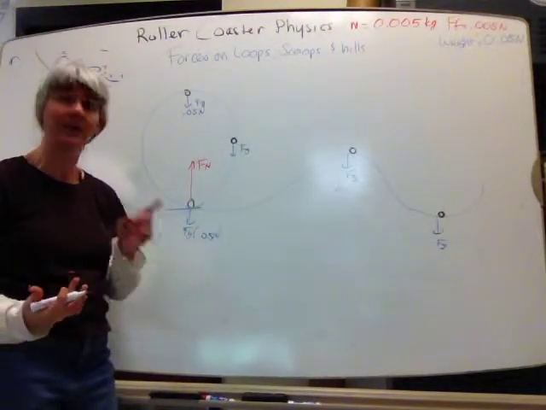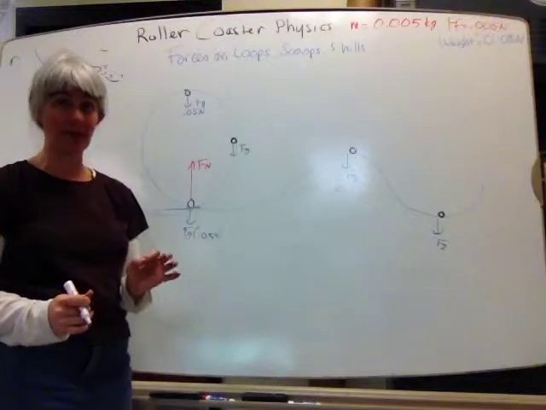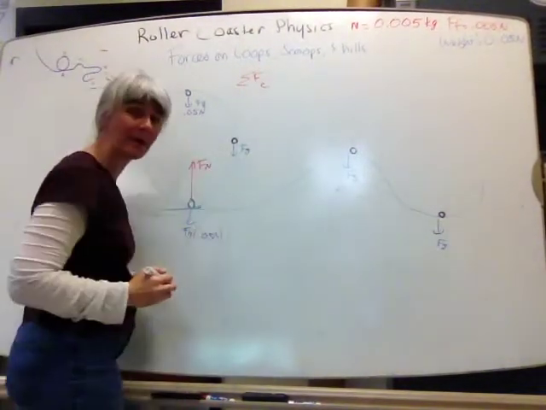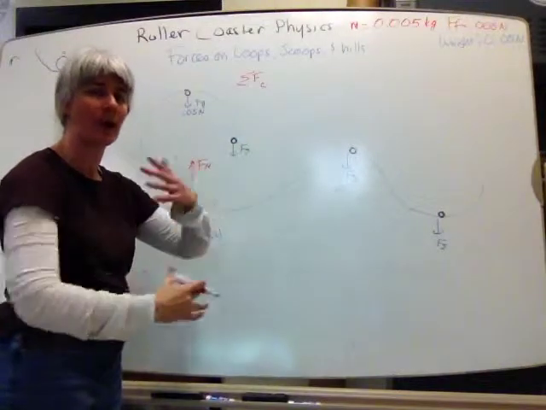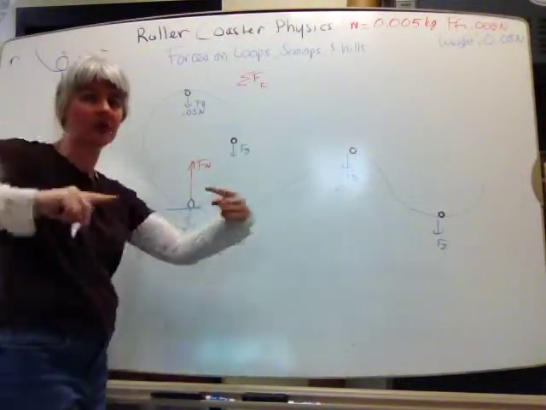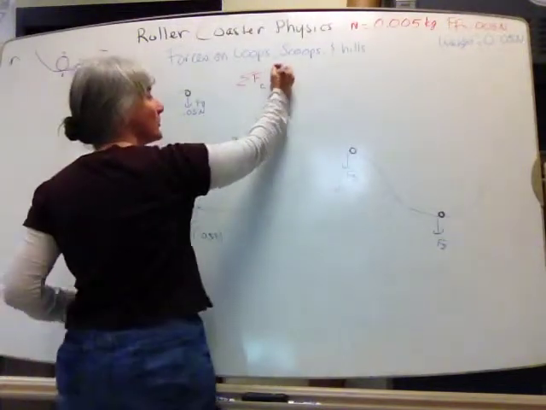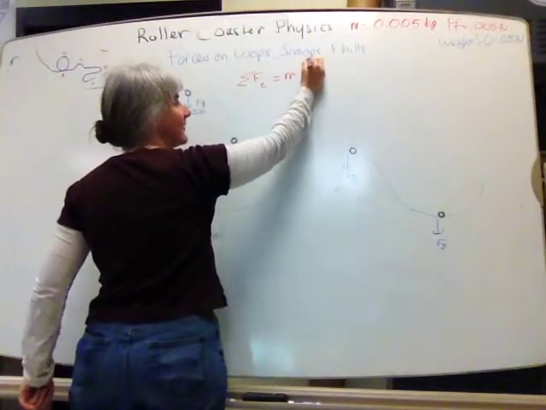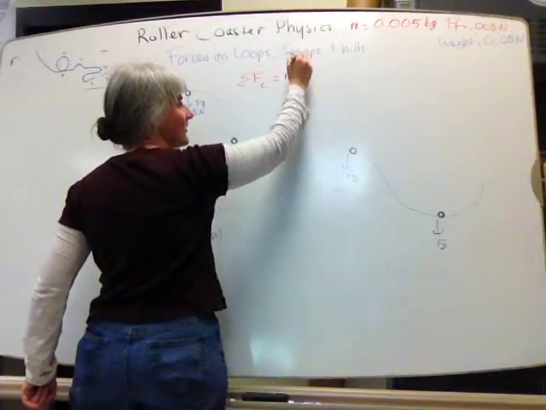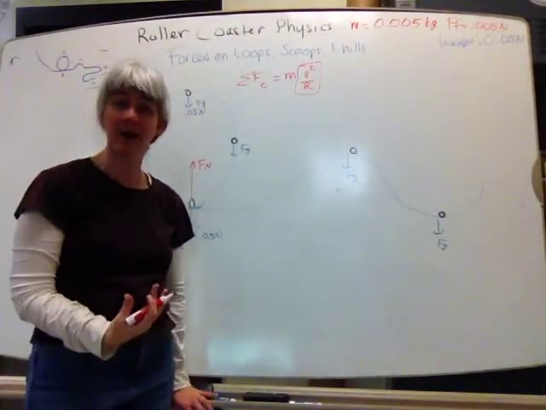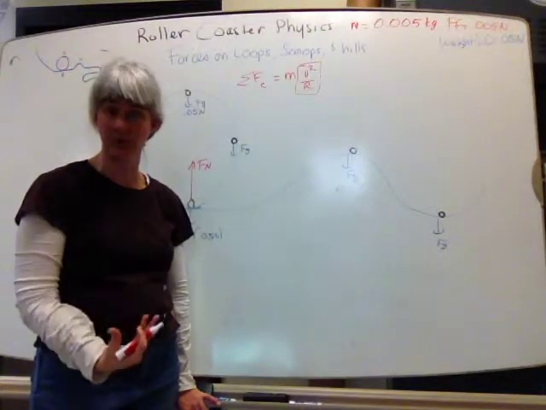How much bigger than gravity? We can actually figure that out. We did not learn this in class, but the net force in the centripetal direction, that means as you're going around a circle, the net force pointing into the center of the circle is equal to the mass times the centripetal acceleration. And it's the velocity squared divided by the radius of the loop.